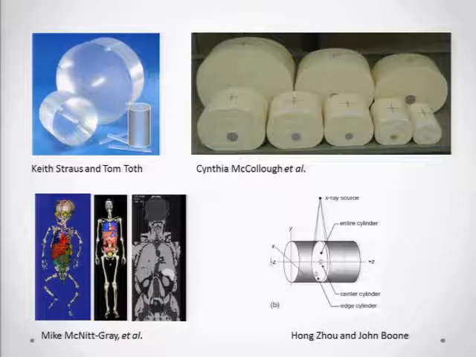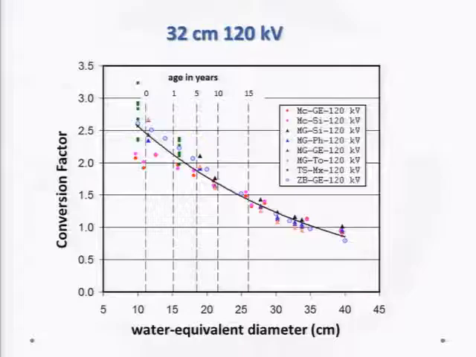Cynthia McCullough had this large array of phantoms that are available commercially. And Mike McNitt-Gray and his colleagues at UCLA had the voxelized patient phantoms and did Monte Carlo work. And in my own lab, a postdoc and I did similar work. So the bottom two efforts were Monte Carlo based, and the top two efforts were physical measurements. And so this task group was a combination of both ways of computing dose.